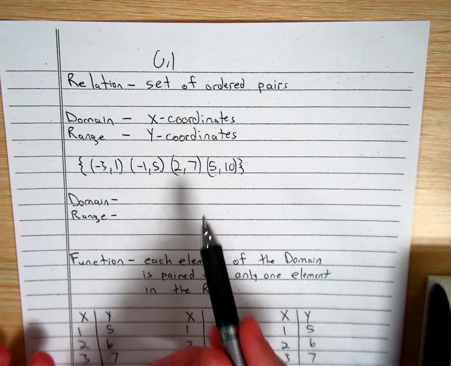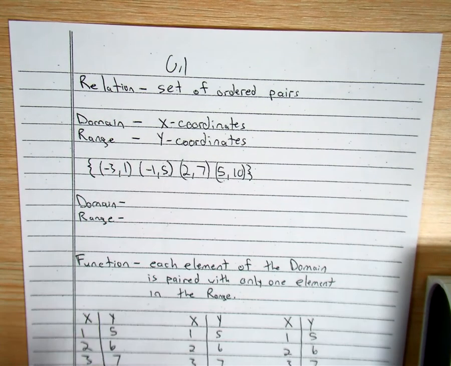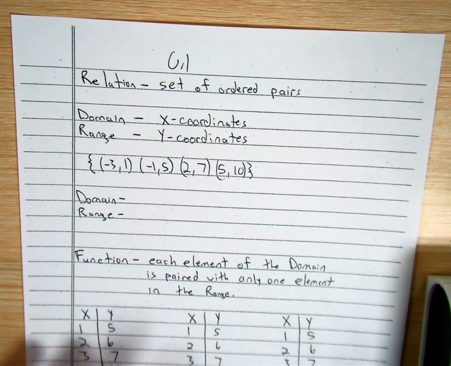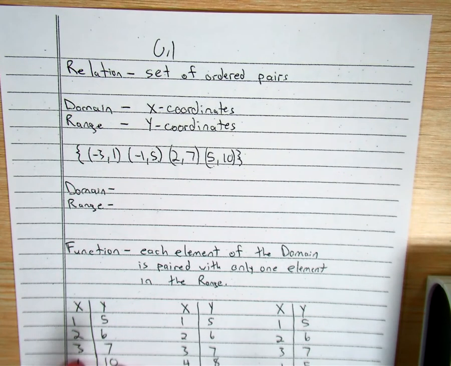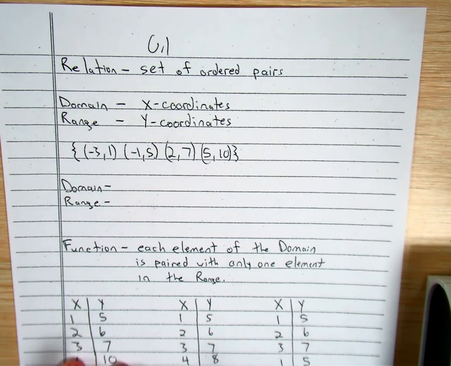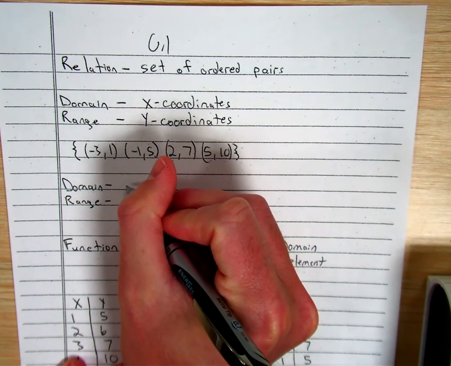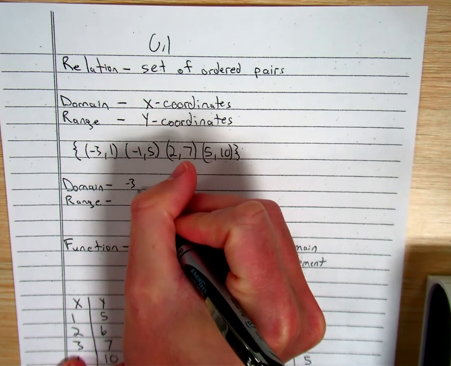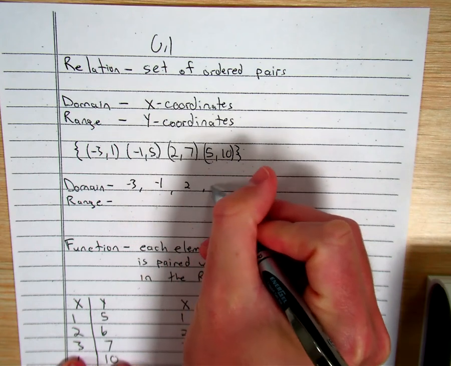It won't always be that way for you. It might be scrambled. Some people put them in numerical order. If you just want to go in order left to right, that's also fine with me. I think you're a lot less likely to make a mistake if you just go left to right as opposed to trying to put them in order. Sometimes you skip points. So my domain, my x's, we got negative 3, we're using negative 1, we're using 2, and we're using 5.